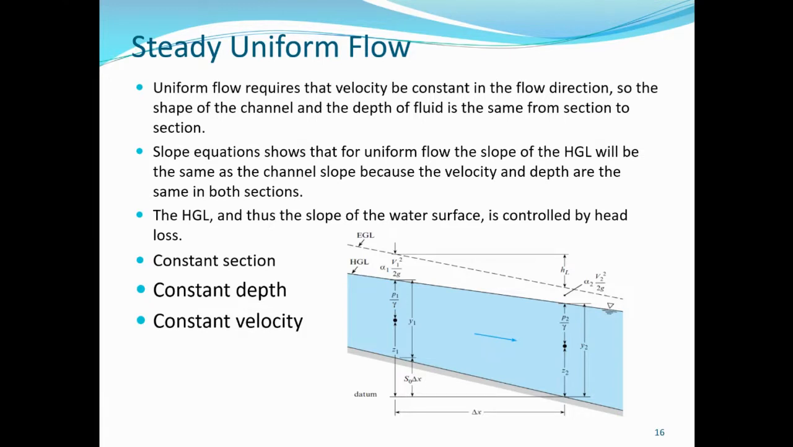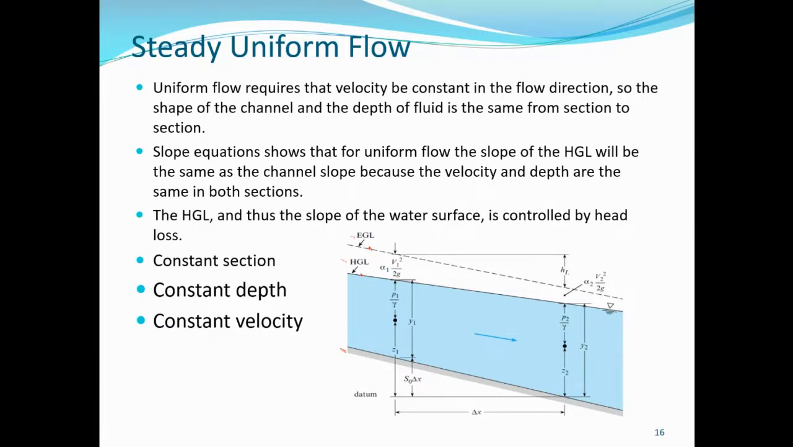And the slope equations show that for uniform flow, the slope of the hydraulic grade line will be the same as the channel slope because the velocity and depth are the same. This, I think, we discussed before. And the hydraulic grade line, and thus the slope of the water surface, is controlled by head loss. If you remember, this is the hydraulic grade line, and this is the energy grade line, as in the Bernoulli equation and the energy equation. For uniform flow, they are all parallel: the energy grade line, the hydraulic grade line, and the bed slope, which is S naught, because the depth is constant throughout.